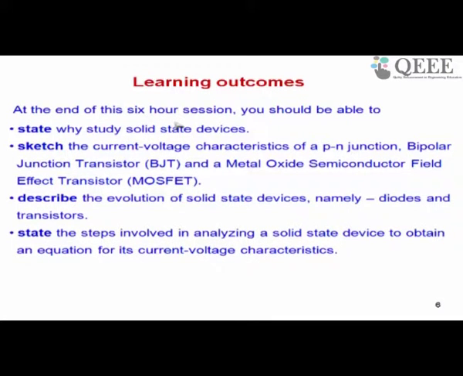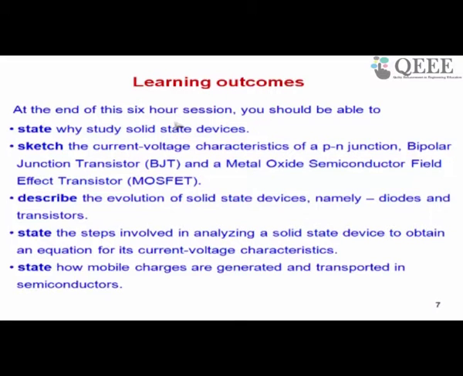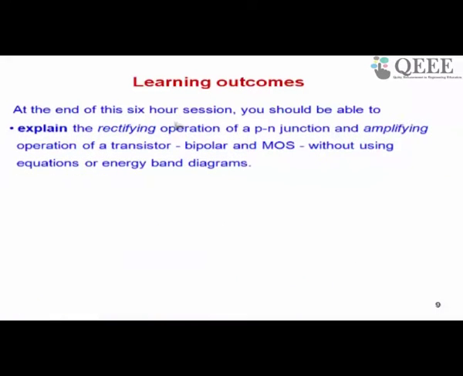Then we stated the steps involved in analyzing a solid state device to obtain an equation for its current voltage characteristics. Then we started describing how mobile charges are generated and transported in semiconductors. So that is what we want to proceed with in this class, and further we will see how to distinguish between a BJT and a MOSFET. In fact, some differences between BJT and MOSFET were pointed out to you when sketching their characteristics already. Then we plan to explain the rectifying operation of a p-n junction and amplifying operation of a transistor, bipolar and MOS, without using equations or energy band diagrams.